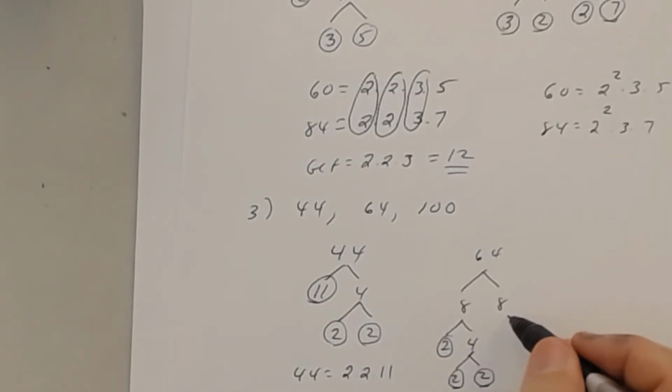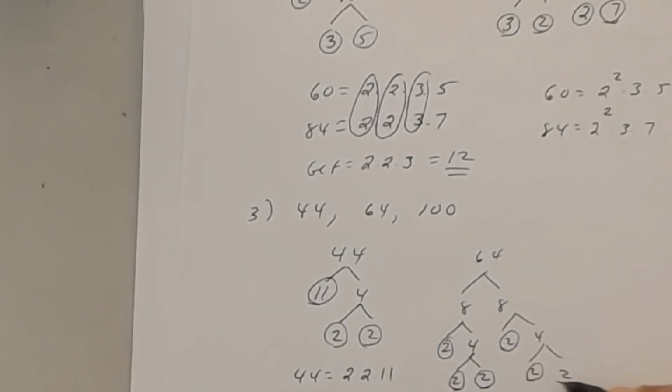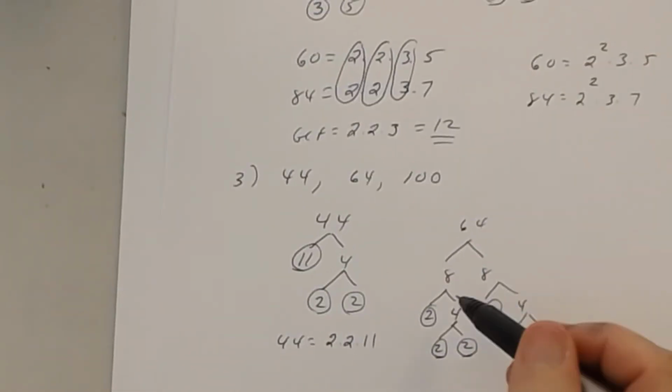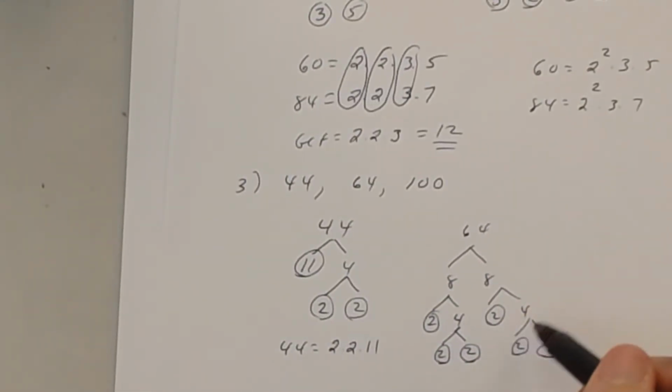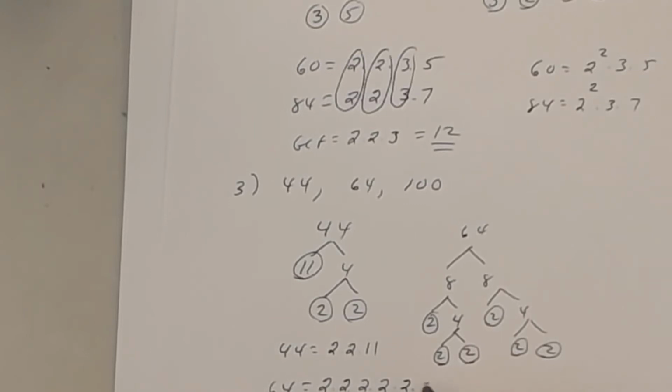Now in the next branch, I have 8. I'm going to do it again. That's 2 times 4. Circle the 2, and then 4 is 2 times 2, right? So the only factors left are factors of what number? 2. So 64 is 2 times 2 times 2. So 6 factors, right? So I need 6 factors of 2.